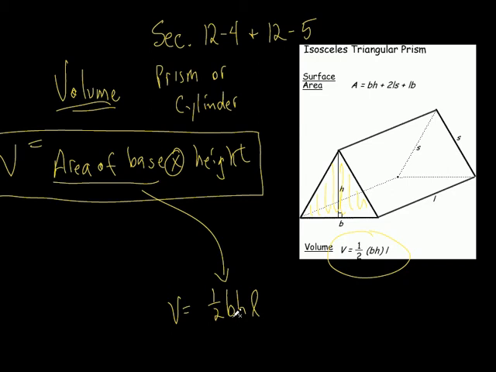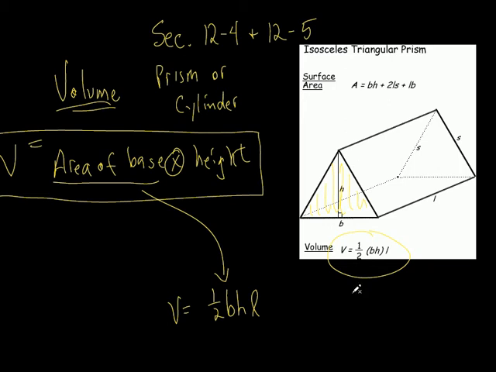So don't memorize, oh, the volume of a triangular prism is 1/2 BHL. That's too much to memorize, because you're going to have to memorize something different depending on what type of figure you have. And that's too much to memorize. So what I do is I memorize this. It's just the area of the base, and you look to see what kind of base you have. In this case, you have a triangle.